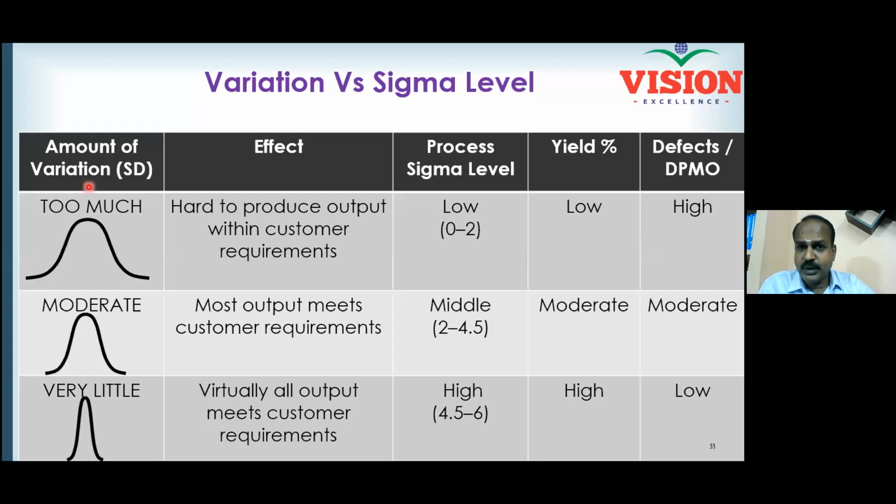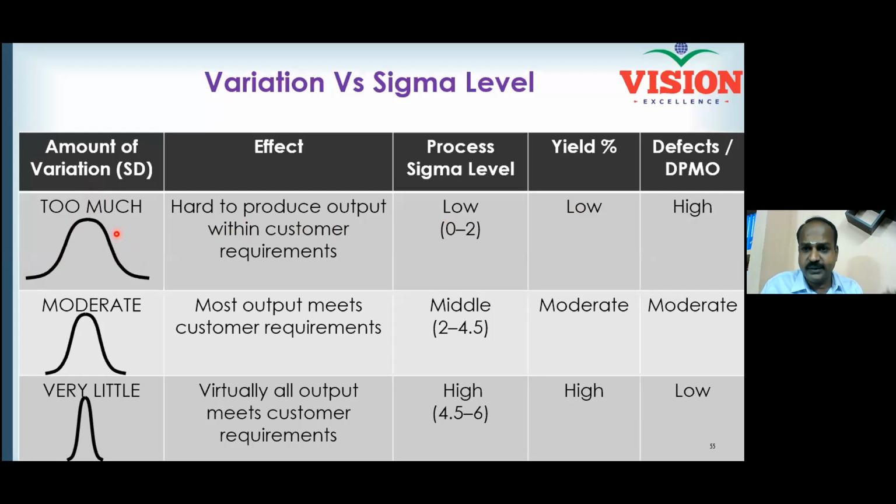So if your process has high variation, too much variation, it will look like an elephant, right? That means the standard deviation is too high. And under such a situation, it is hard to produce output within customer requirement. Your sigma level will be low. Sigma level low means your yield or the success rate will also be low. Your defect rate or the DPMO will be high.